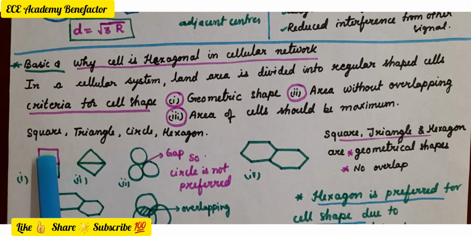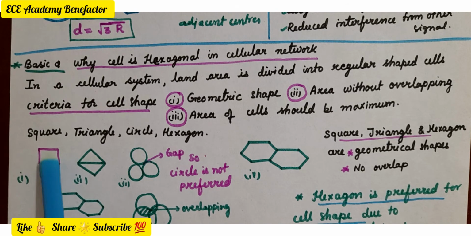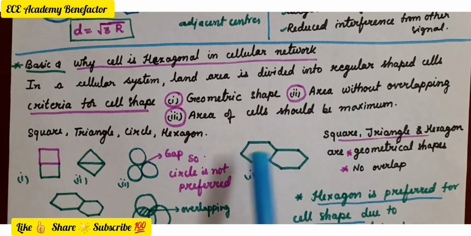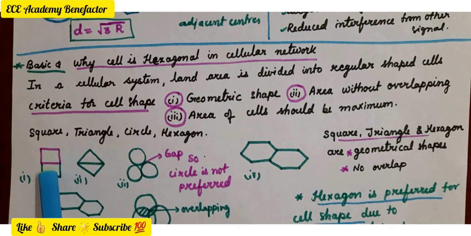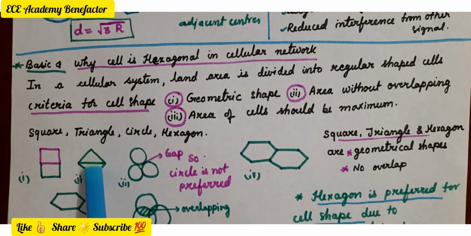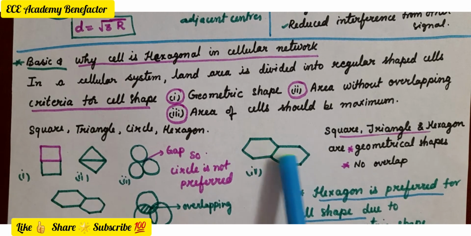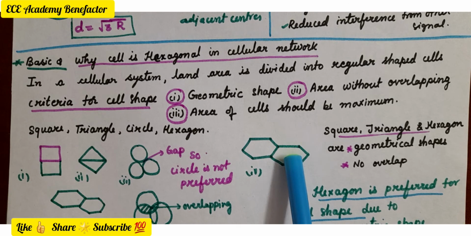If you are placing square over square, this is also a geometric shape and there is no overlapping also. So, the first two conditions are satisfied. It is a geometric shape, no overlapping. Likewise, with the equilateral triangle, when two triangles are placed, there is no overlapping in this also. So, it satisfies geometric shape and area without overlapping. Coming to hexagon, there is no area of overlap and it is also a proper geometric shape.